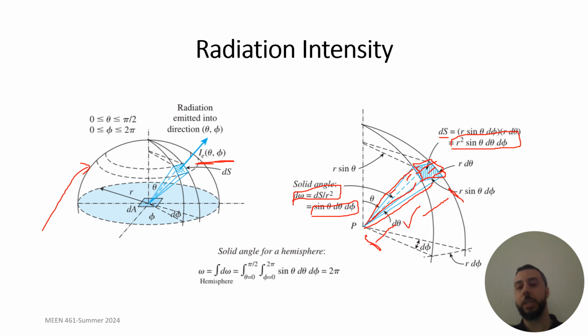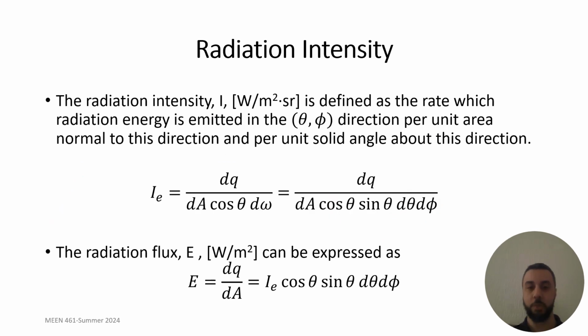So we will need to use the solid angle to actually find out what the radiation intensity is, and that will eventually lead us to the radiation view factor, which I'll cover in the next video. So let's just finish radiation intensity. So the radiation intensity is defined as I, which has units of watts per meter squared steradian. And it's defined as the rate at which radiation energy is emitted in the theta phi direction per unit area, normal to this direction, and per unit solid angle about this direction. So it tells you how much radiation is in a specific direction per unit solid angle.